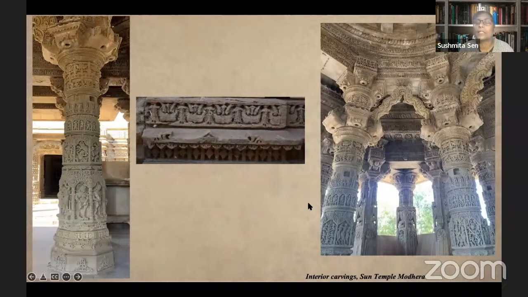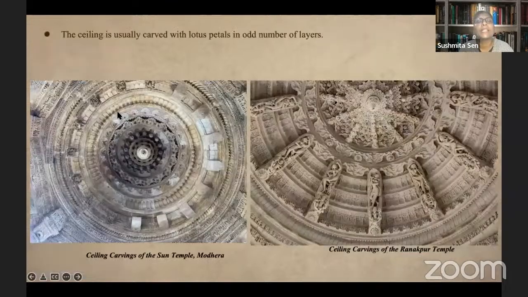This is the Sabha Mandap. So this is the interior carving of the Sabha Mandap, each pillar intricately carved all around. Then these are the lotus petals of some of the temple roofs. And this is typical of the Ranakpur temple, with Surasundaris all around it.